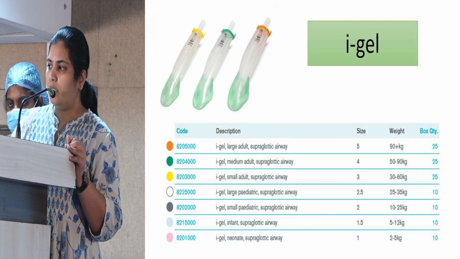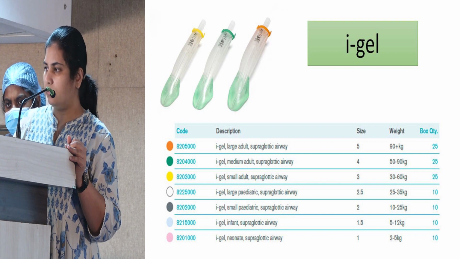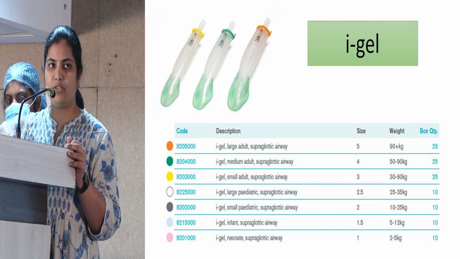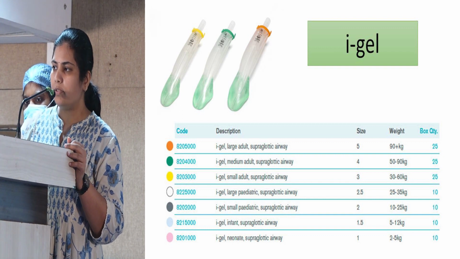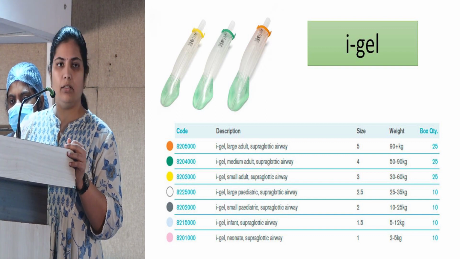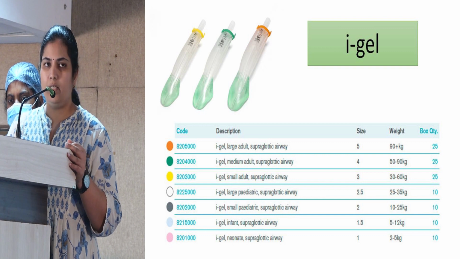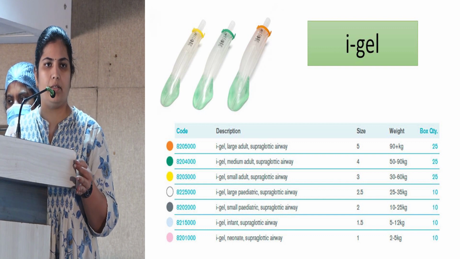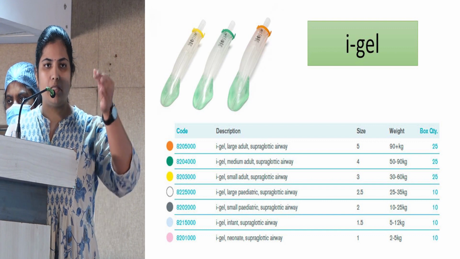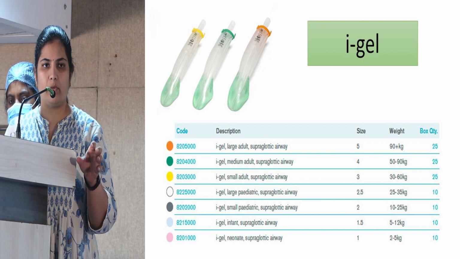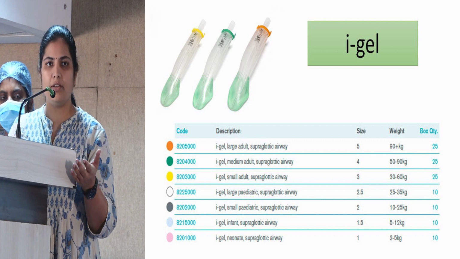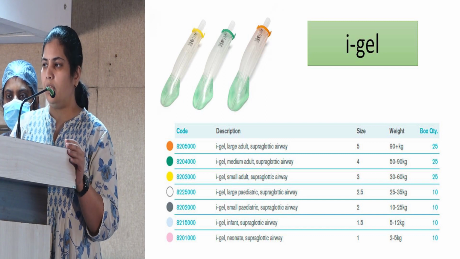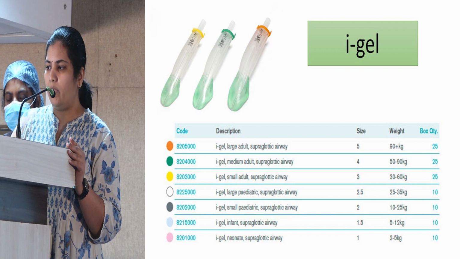Then IGEL. This is much easier to place than the classic laryngeal mask airway, because this doesn't have any cuff, and it does not need practice or a learning curve. You can just directly place it and it will sit over the larynx, and anyone can use it for emergency securing of ventilation. So these are available in various sizes.